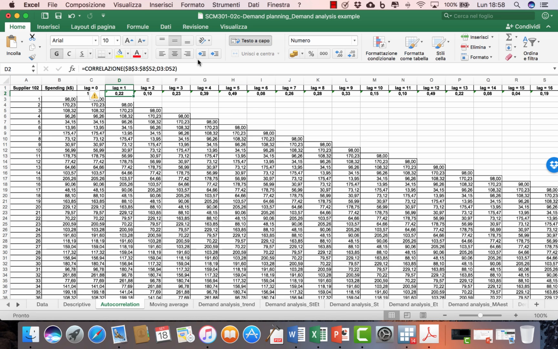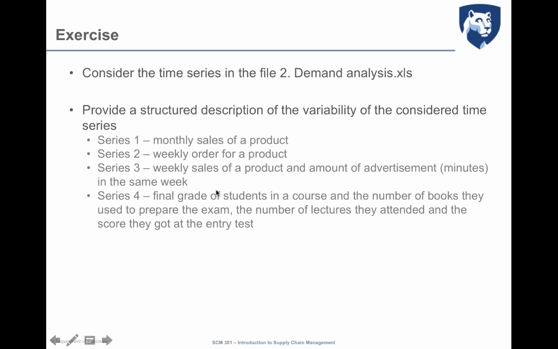And here you can see there is some trend in terms of correlation between observations that can be linked to other time periods of the same time series. I will upload an exercise, and also the example that we are seeing in this class, but I will upload an exercise and you can try to do that.